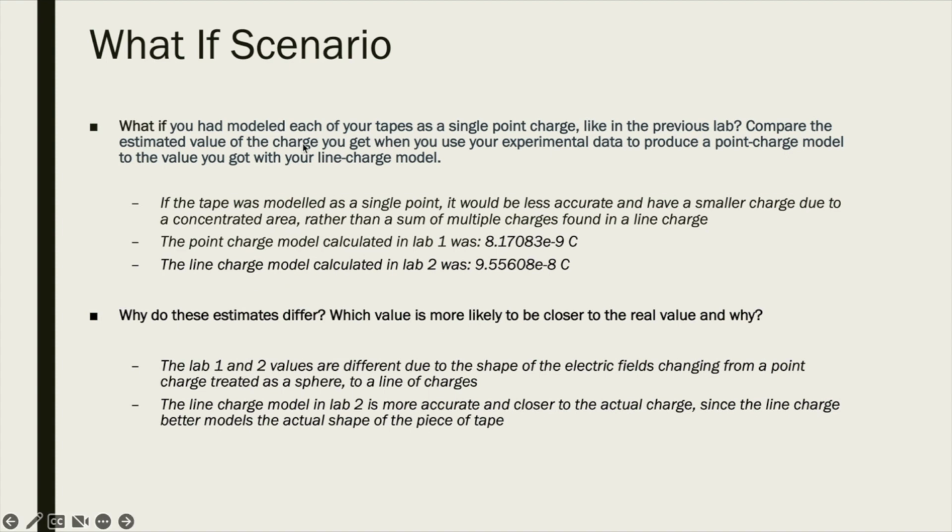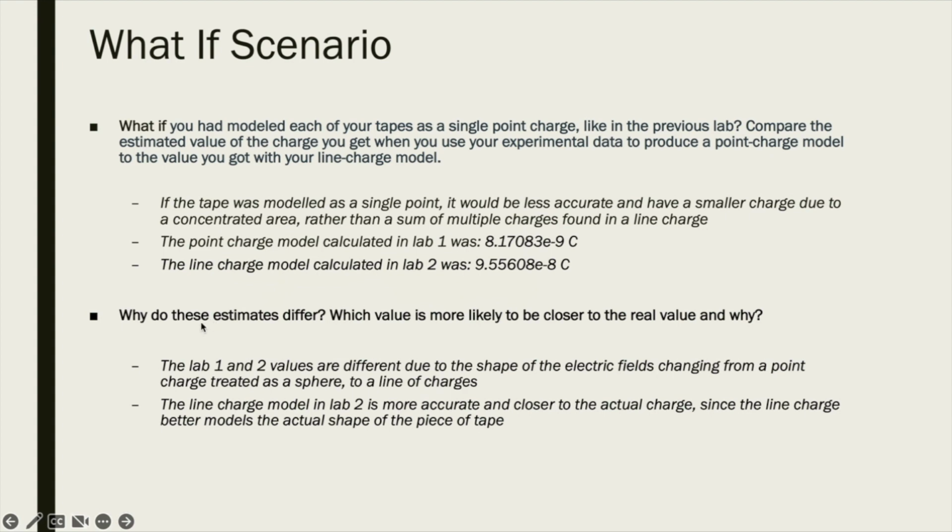As for the what-if scenario, what if we modeled each of our tapes as a single point charge like in the previous lab? If this was modeled as a single point, it would be less accurate and have a smaller charge due to a concentrated area, as opposed to the sum of multiple charges found in a line charge we used in lab 2. The point charge in lab 1 was this value of 8.17083 times 10 to the negative ninth, while lab 2 was 9.55608 times 10 to the negative eighth coulombs.